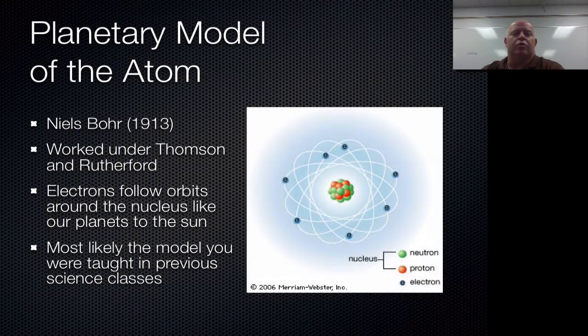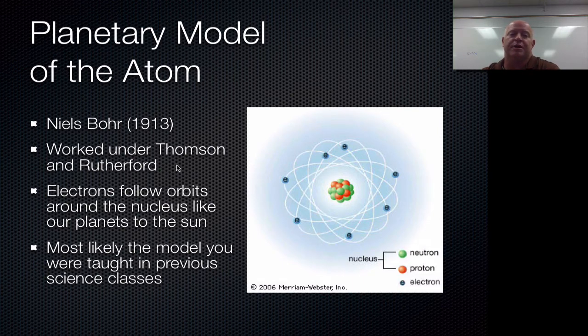Okay, in this video, we're going to talk about the planetary model of the atom and get a couple more steps into this idea of our atomic structure. The planetary model of the atom is probably the model that you have most learned about in middle school and previous science classes. The model was developed by Niels Bohr in the early 1900s. He actually worked under Thomson and Rutherford as a graduate student at one point in his career.